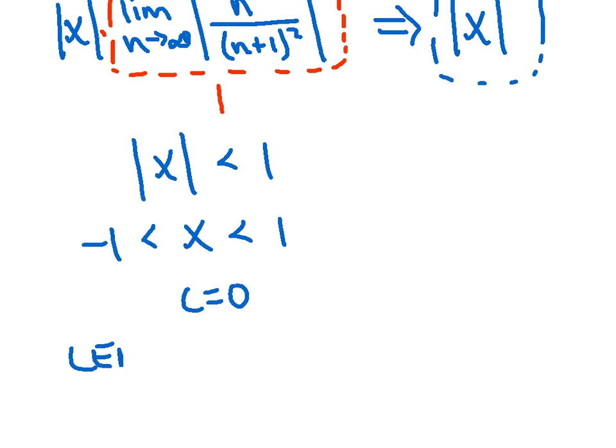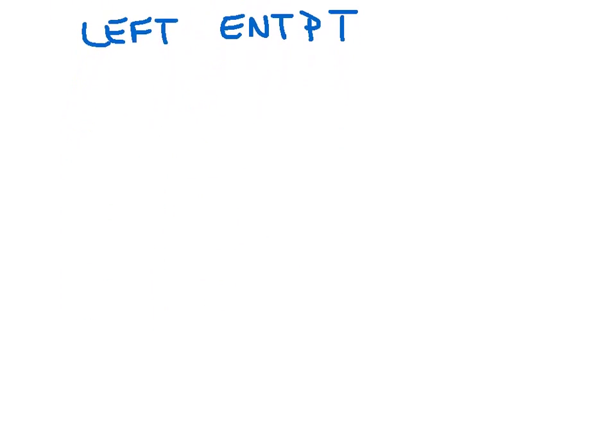So I'm going to go ahead and check the left endpoint. I'm going to substitute a negative 1 back into the original series. And let's see, what did that look like? We've got the sum of negative 1 to the nth power all over n squared. And you'll notice this is an alternating series. So I'm going to use what's called the alternating series test.